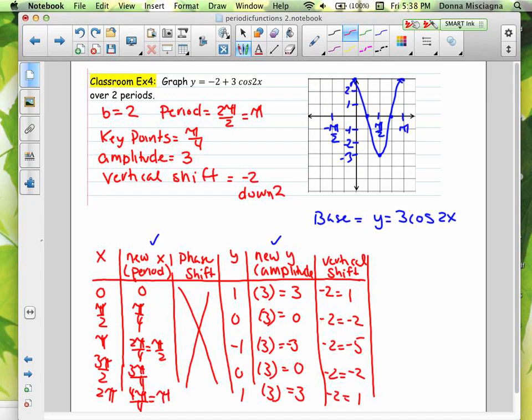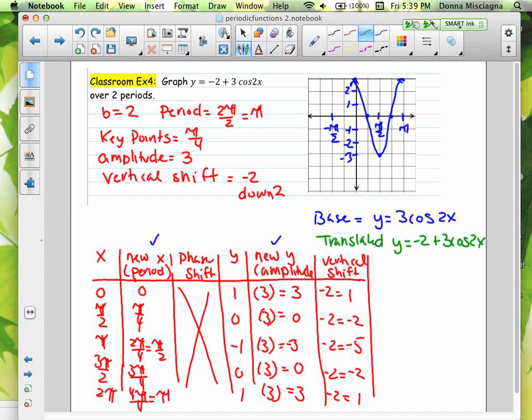So notice, our values there follow a pattern. And I am okay with you counting down. It is not that hard to count down. It's much easier than counting the phase shift anyhow. All right, so let's graph our translated graph here, which is y equals -2 plus 3 cosine 2x, and it's just shifted down 2.